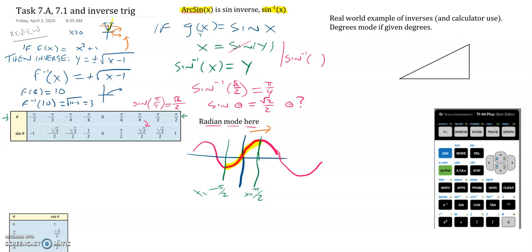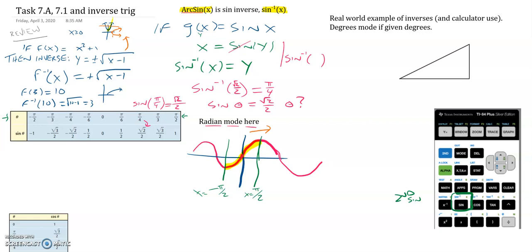If I punch into a calculator sine inverse of something, and just so you know, the sine inverse button is on the calculator. Look over on the right, I'm circling the sine inverse. That's the second sine button. All the inverses are the second of each one of the forward functions. So if I do sine inverse of something that's out of the domain, it's going to give me an error. That's because we picked a value that's beyond pi over 2 or left of negative pi over 2.